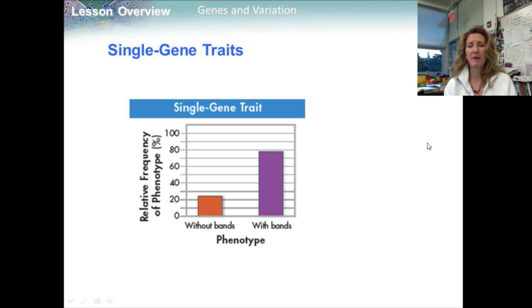Another example of a single gene trait is the presence of dark bands that appear on the shells of a certain species of snails. Even though the allele for shells without bands is dominant, a population may show a greater frequency of the white bands phenotype.